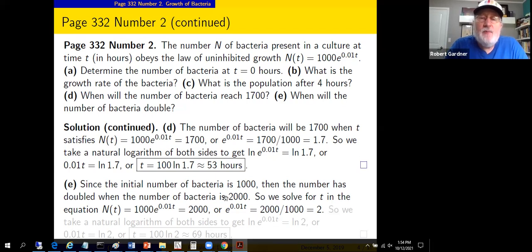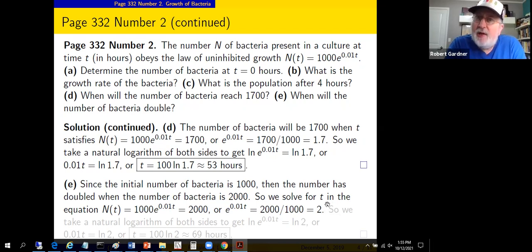So in part E, we're actually computing what's called a doubling time for population size to double. And we want the population size to be 2,000, so we will simply take the function and set it equal to 2,000 and solve for t. We just did something almost identical to that. It's the same technique as part D. Divide both sides by 1,000. That produces a 2 on the right-hand side. We get e to the 0.01t equals 2 is the relevant equation now.